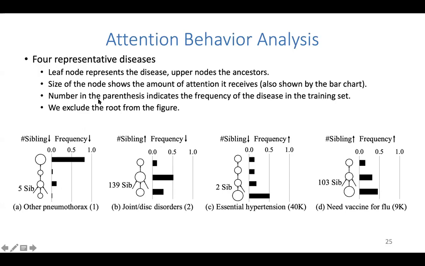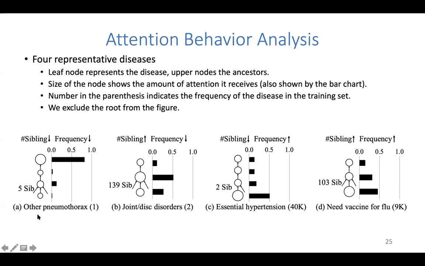And the number in the parentheses here, 1, 2, 40K, 9K, indicates the frequency of the disease in the training set. This means that other pneumothorax occurs only once in the training set, and that is it. We exclude the root node from this. So this is other pneumothorax. There's a parent, grandparent, great-grandparent, and then there should be a root node at the great-great-grandparent, but we're just going to ignore the root node because it doesn't mean anything.